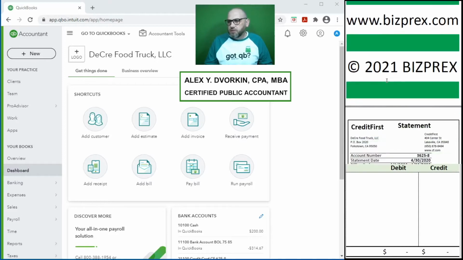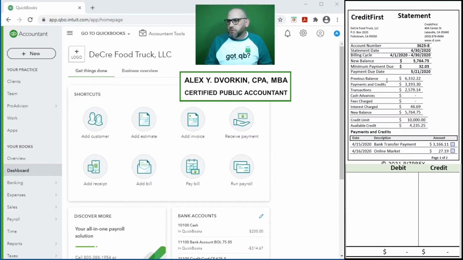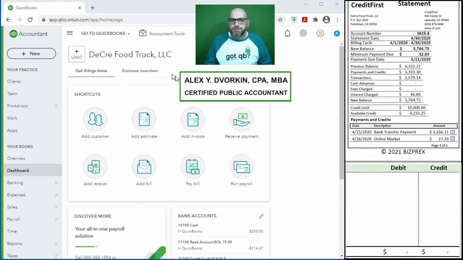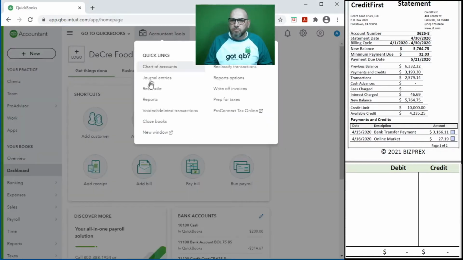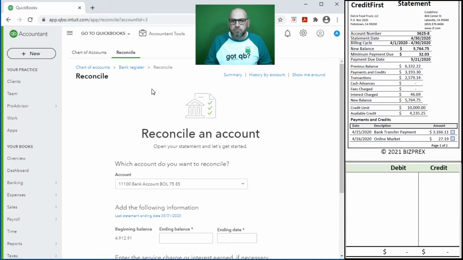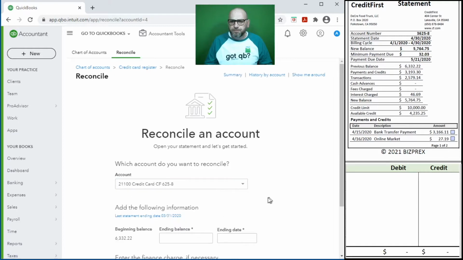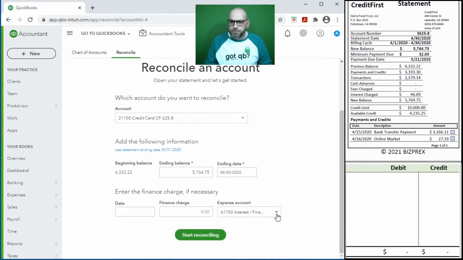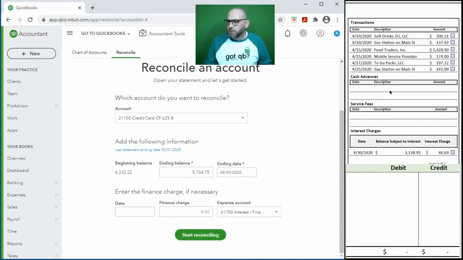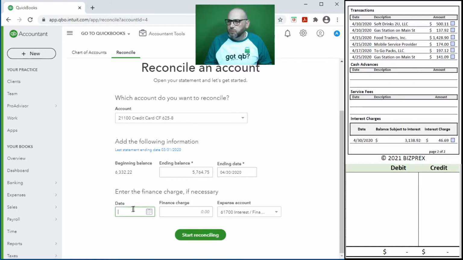Okay, let's go ahead and begin reconciliation. We start with our credit card statement. Make sure it is selected. Okay, ending balance, right here. Ending date. Okay, finance charges. Do we have any? Yes, we do. We have an opportunity to book it right here.